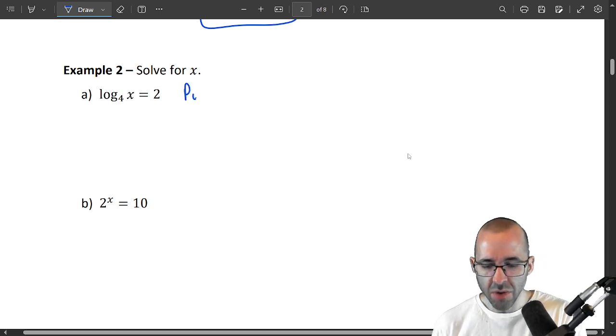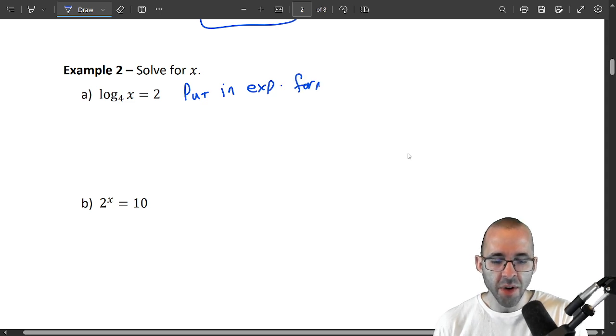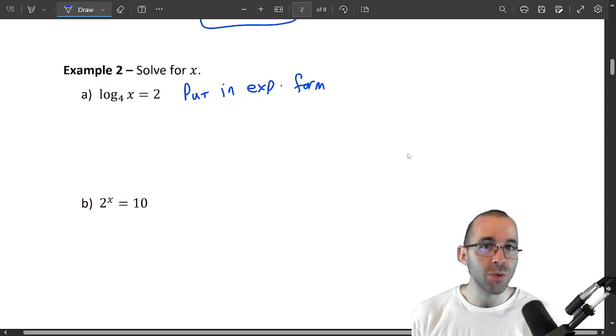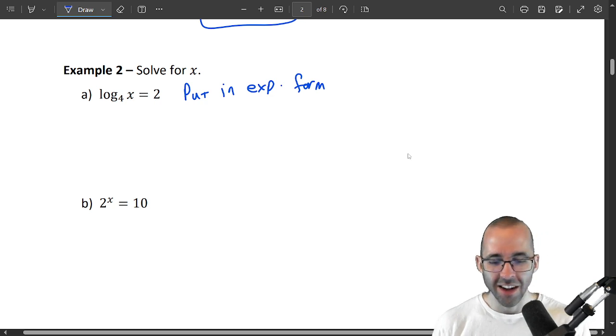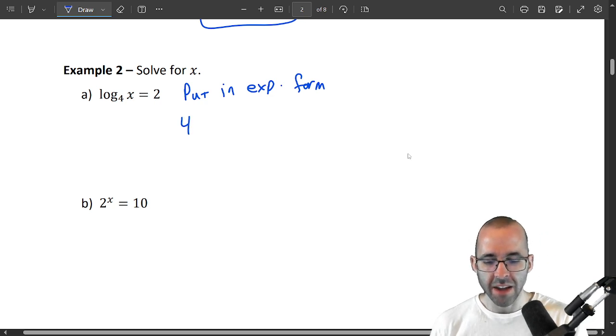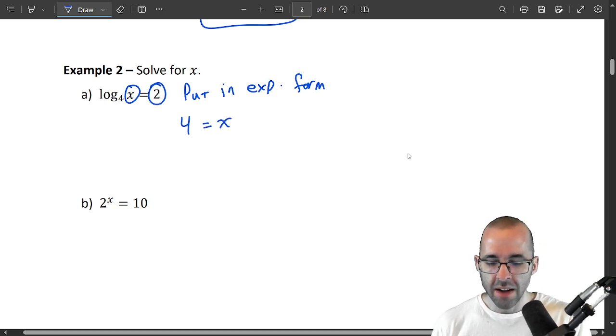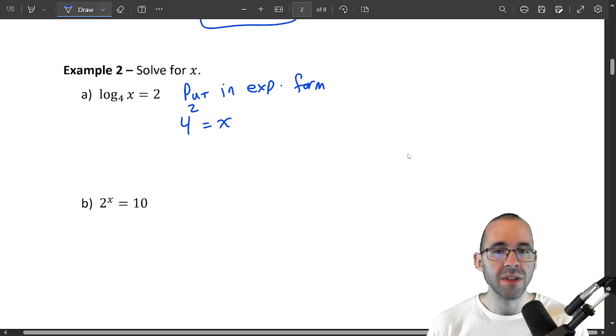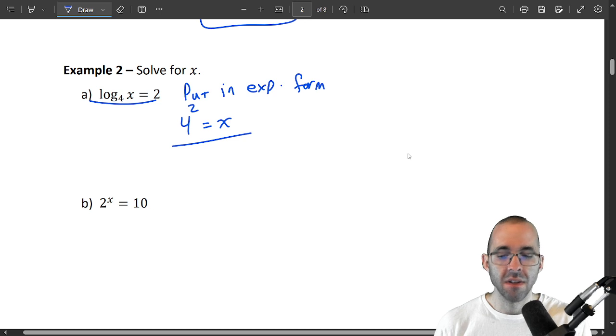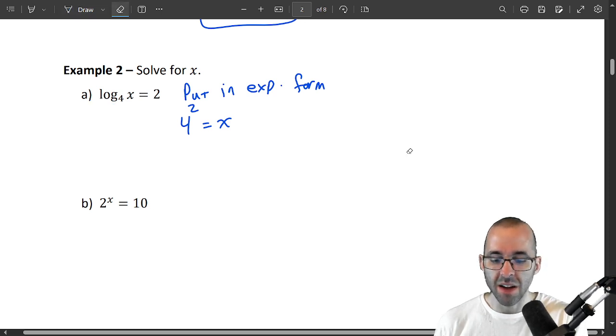Let's put it in exponential form, or as an exponential equation. And watch what happens. So the base of the logarithm is the base of the exponential function. The input of the logarithm is the output of the exponential function. And the output of the logarithm is the input of the exponential function. This is the exact same statement. This, same exact equation. Might look a little different, but it's the same thing.